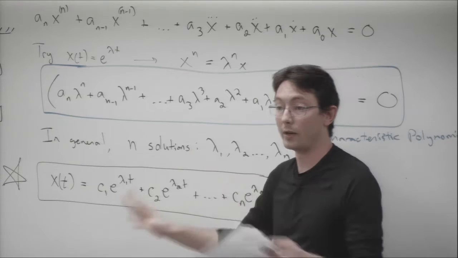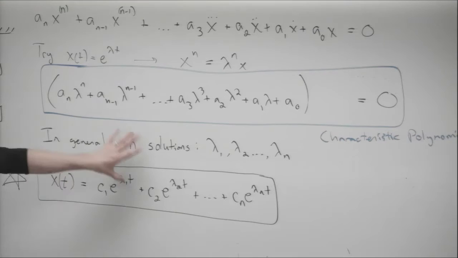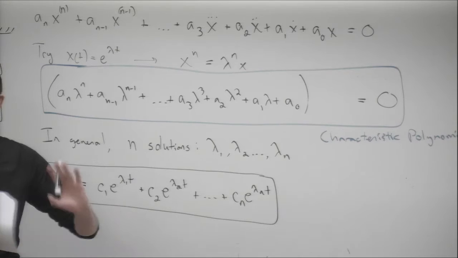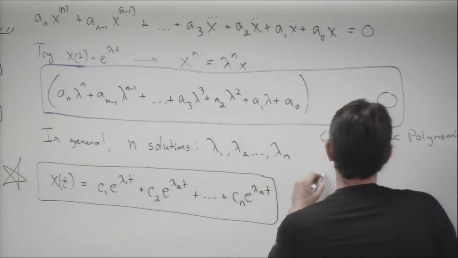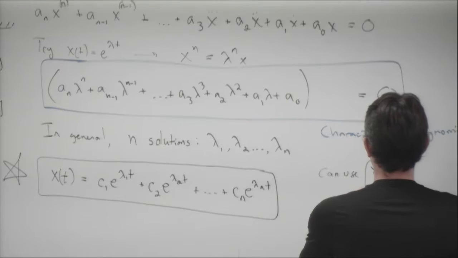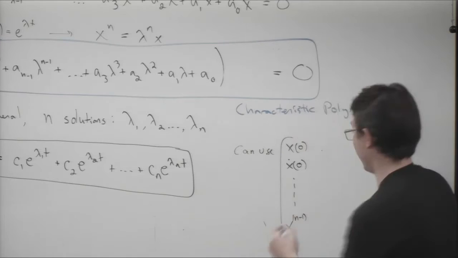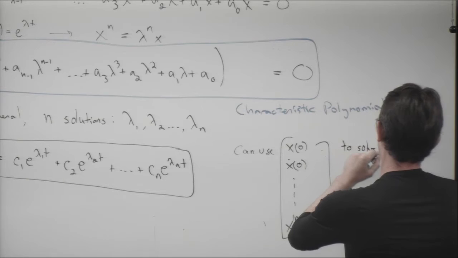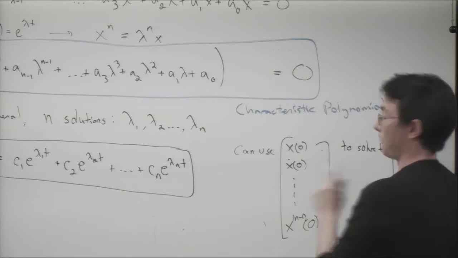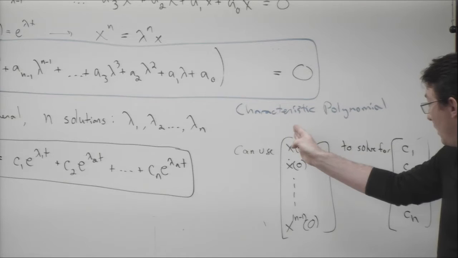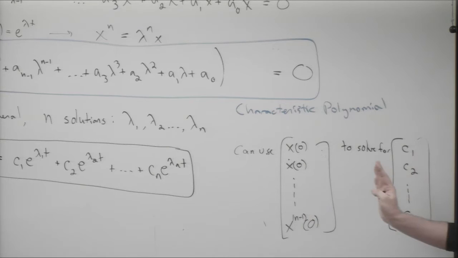Okay? So if I want to really specify solutions of this equation in an actual system I'm working on, I need to know what these constants are. I need to know what the mixture of these different eigenvalues is in my problem for my initial conditions. So in general, you can use a vector of initial conditions like x at time 0, x dot at time 0, and all of these derivatives, up to the n minus 1th derivative at time 0, to solve for c1, c2, cn. In this case, I can use the value of x and all of its derivatives at 0, and solve for what these coefficients have to be. There are other initial conditions that I could use, and we'll get into that. It has to do with linear algebra and solving linear systems.